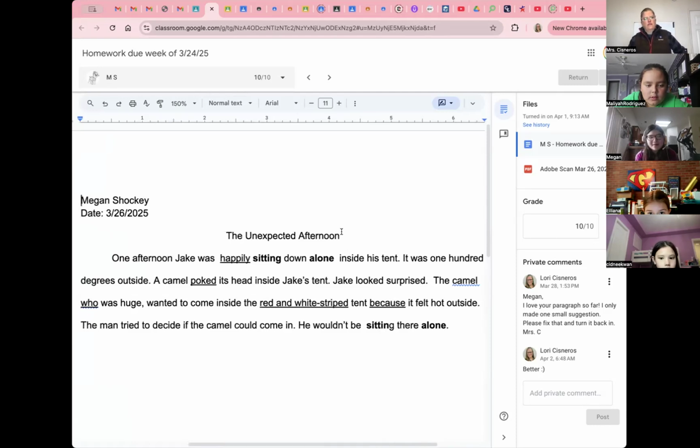All right. One afternoon, Jake was happily sitting down inside his tent. It was 100 degrees outside. Uh-oh. A camel poked its head inside Jake's tent. Jake looked surprised. The camel, who was huge and wanted to come inside the red and white striped tent because it felt hot outside. The man tried to decide if the camel could come in. It was 4 o'clock in the afternoon.